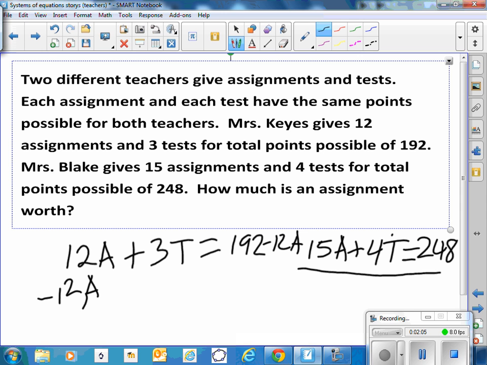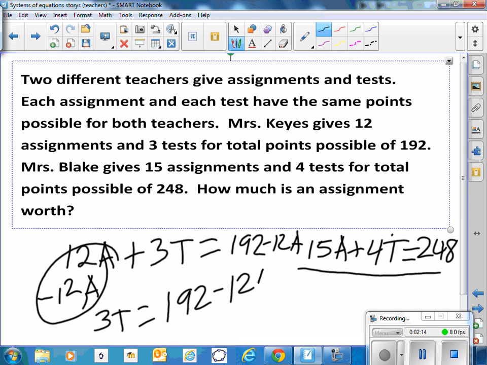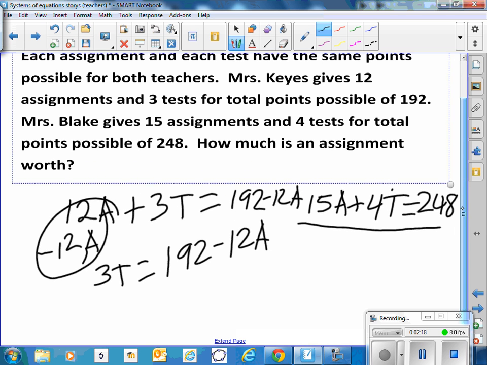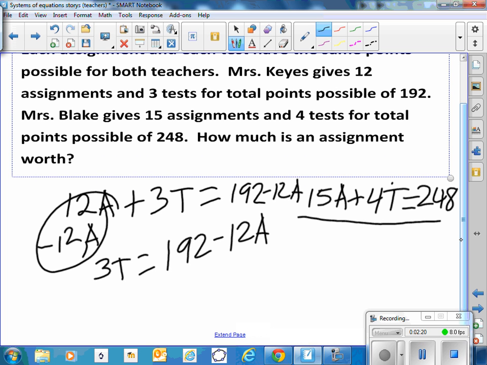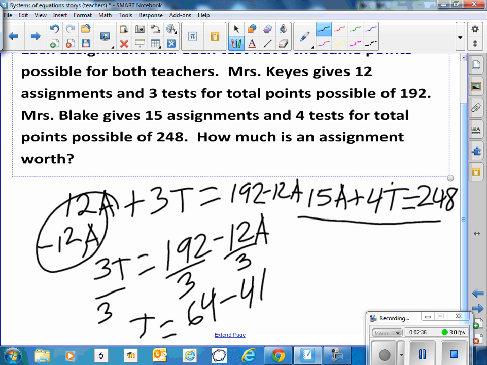So that tells us that that's 0. So 3 tests are worth 192 minus 12 assignment points, 12 times whatever one assignment is worth. Well, if I want to know what one test is worth, then I take 1/3 of that, and I say, well, one test is worth 64 points minus 4 of whatever an assignment is worth.